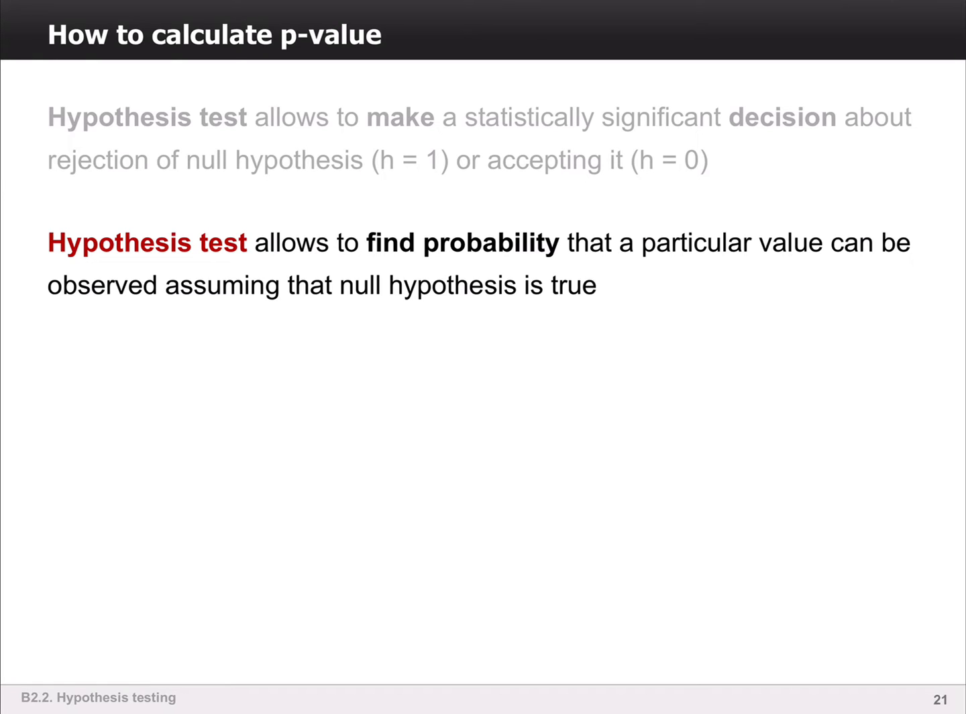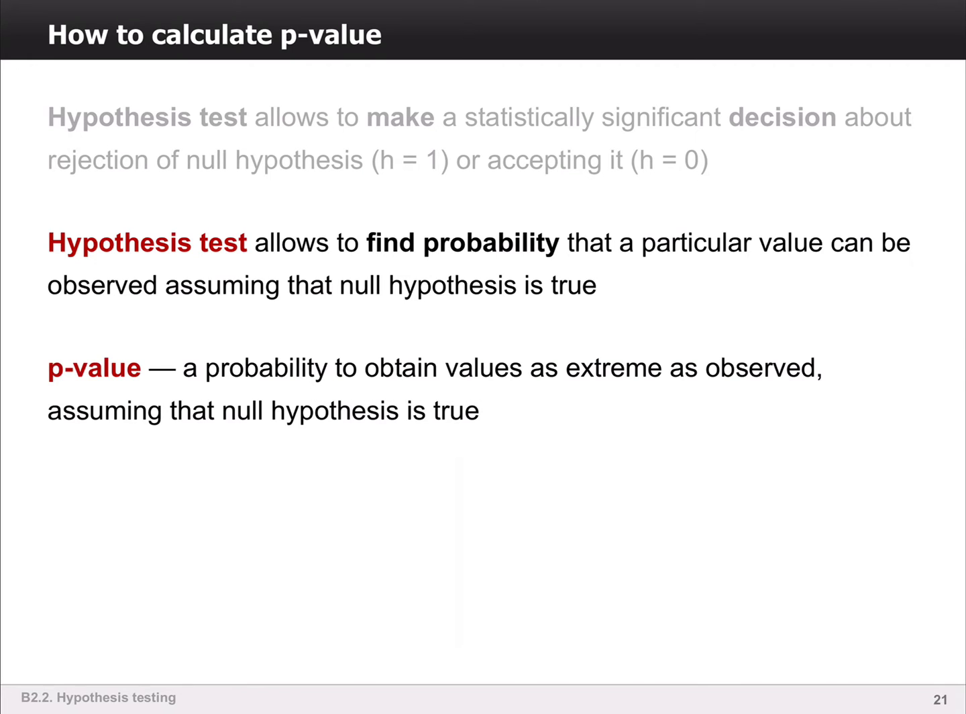even more extreme, meaning even further from our null hypothesis, the true population average we believe in, assuming that our null hypothesis is correct. Okay, so this probability is called a p-value, and let's learn how to calculate it.